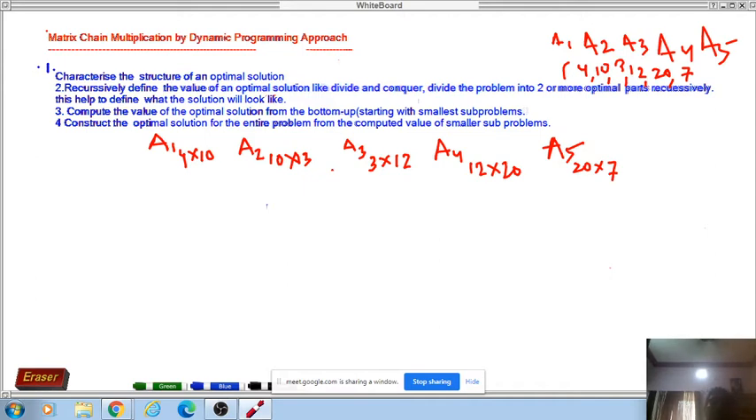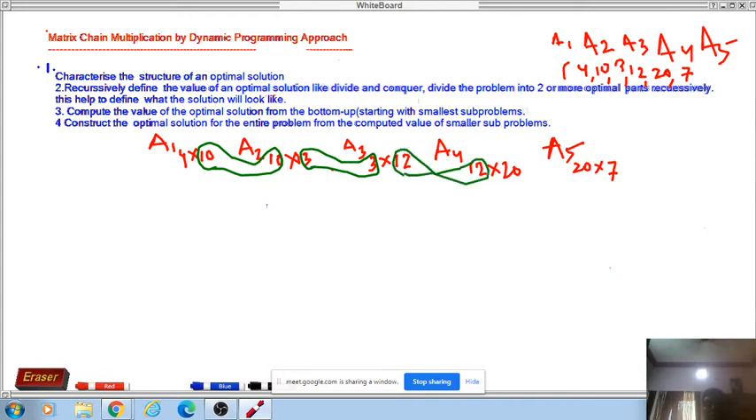Because for two matrices, if the column of one is the same as the row of the other, then multiplication is possible. You just see how the multiplication is possible. Here you can see 10 and 10 are the same. Then you will find here 3 and 3, and here also 12 and 12, and then here you will find 20. Clear?